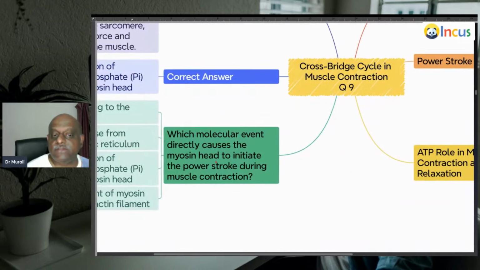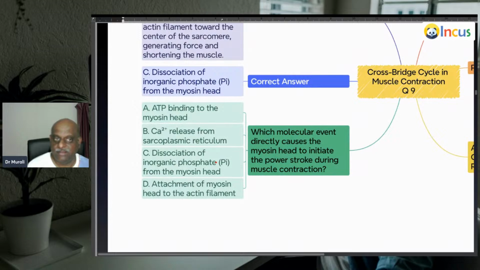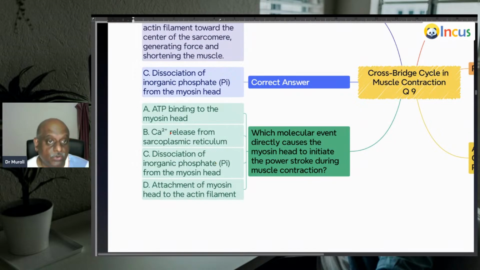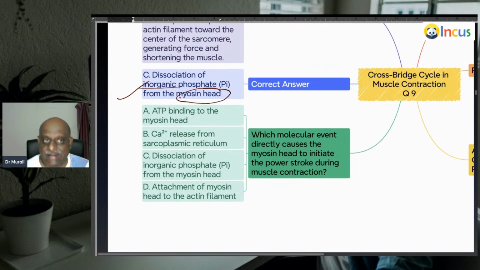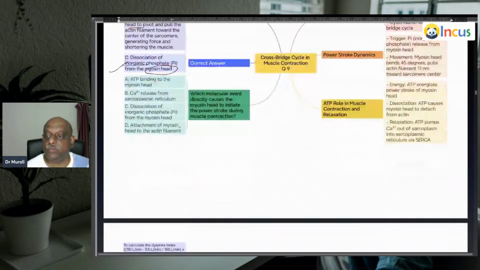Which molecular event directly causes the myosin head to initiate the power stroke during muscle contraction? It is the dissociation of the inorganic phosphate from the myosin head. So the power stroke is initiated whenever the Pi is released from the myosin head. This release triggers a conformational change, which allows the myosin head to pivot and pull the actin filaments towards the center of the sarcomere. And that leads to shortening, is what you need to remember.